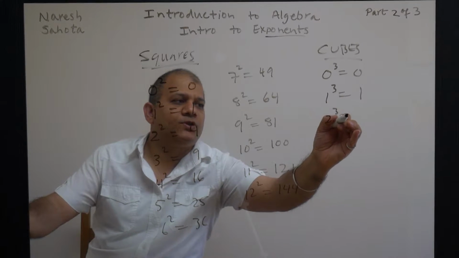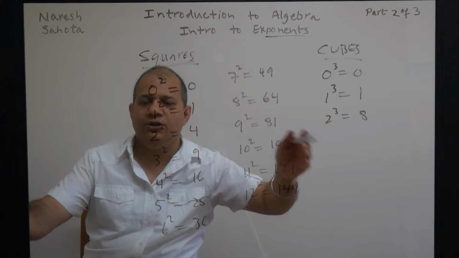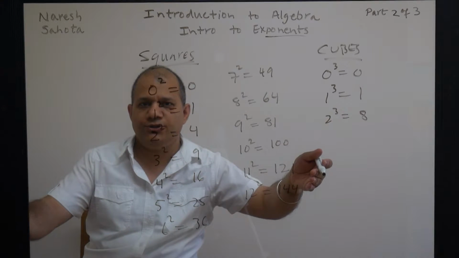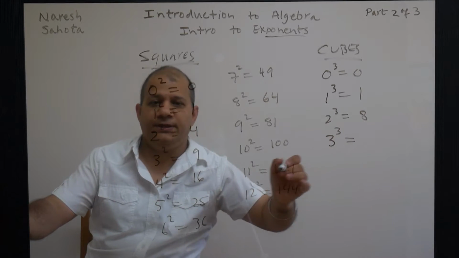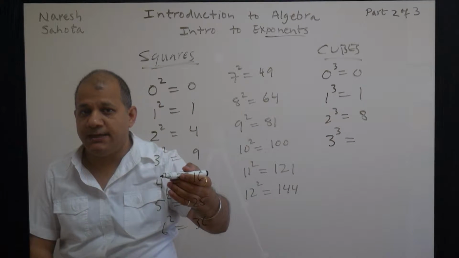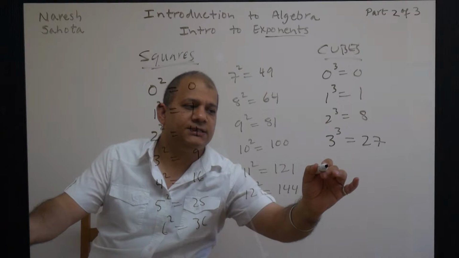Now 2 cubed. So 2 cubed is 8. 2 times 2 times 2. 2 times 2 is 4, times another 2 is 8. 3 cubed. So 3 to the 3. 3 times 3 is 9, times another 3 is 27. So 3 cubed is 27.